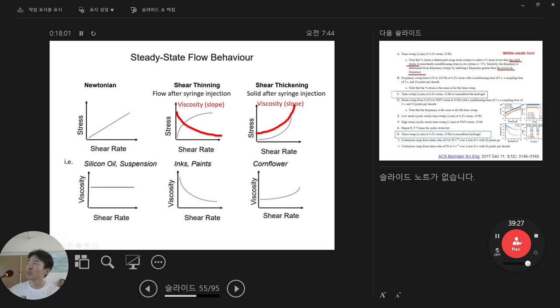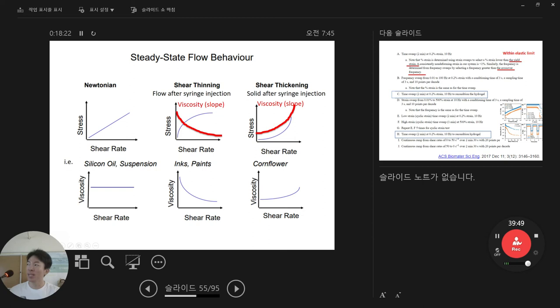Anyhow, over the increase of shear rate, the stress goes up. But how does it go up? This is the meaning of shear thinning or shear thickening. So for example, silica oil: over the shear rate, viscosity is the same. Very ideal. This is a Newtonian material.